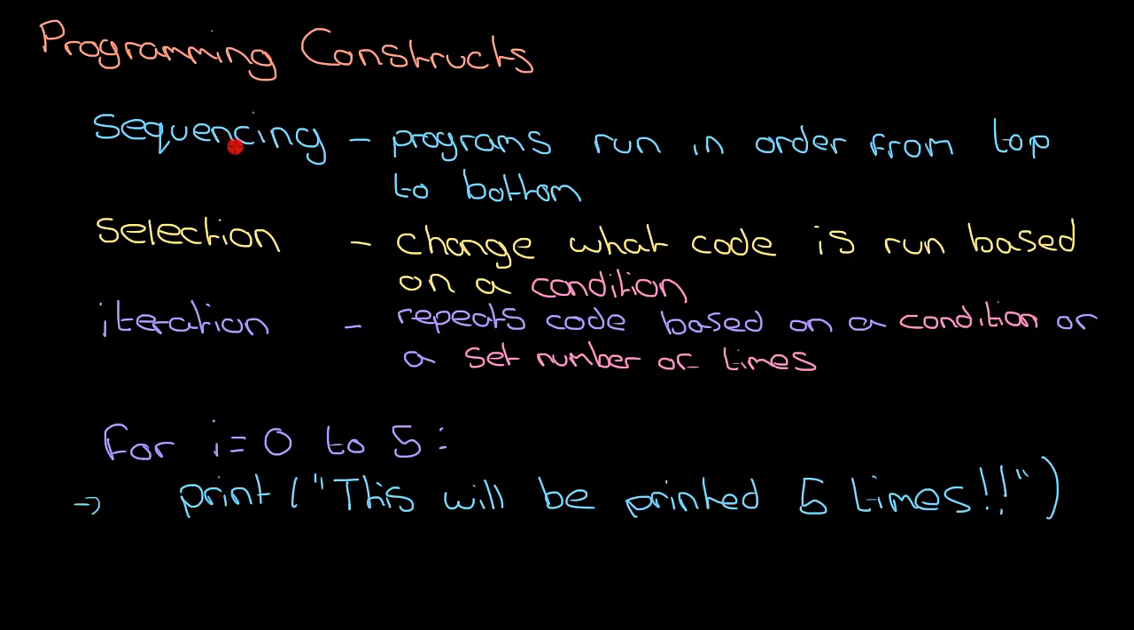So sequencing, the idea that we're running from top to bottom of the code. Selection, those if statements, so we choose what kind of code is going to be run based on the condition. And iteration, the idea that we're repeating or looping code based on either a condition, so condition controlled iteration, or a set number of times. That's count controlled iteration. They're your programming constructs.